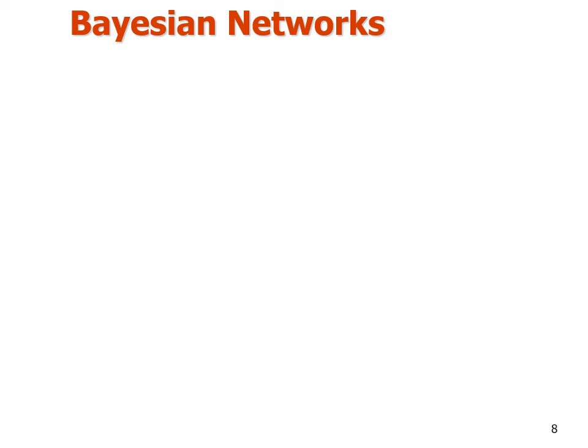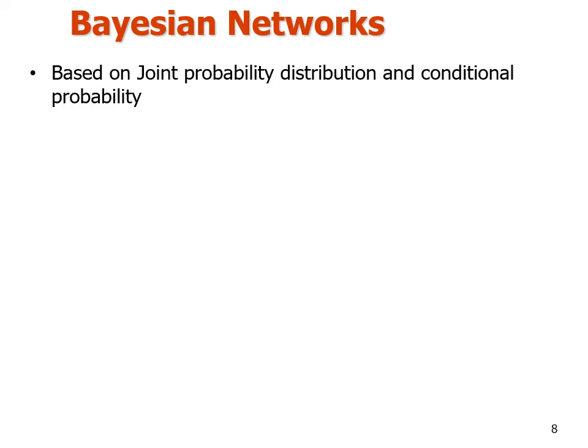So after going through the formal definition of conditional independence, let us see now what we mean by joint probability distribution, because Bayesian networks are based upon joint probability distribution and conditional probability. So we know what is conditional probability and conditional independence. So let us try to focus upon joint probability distribution.